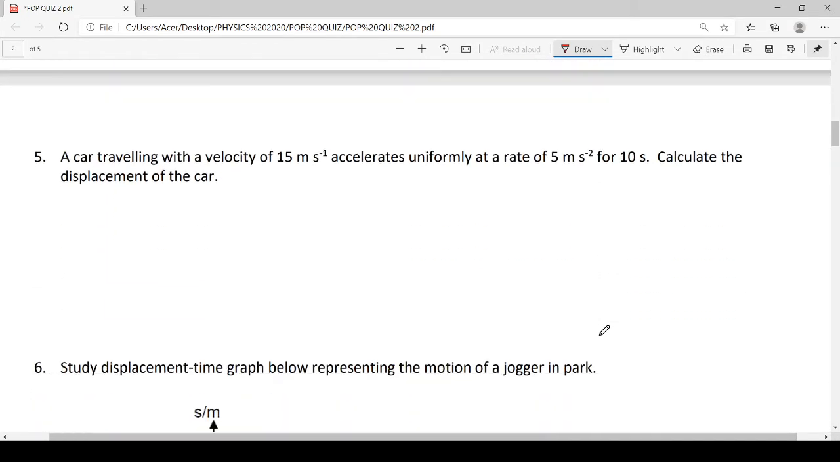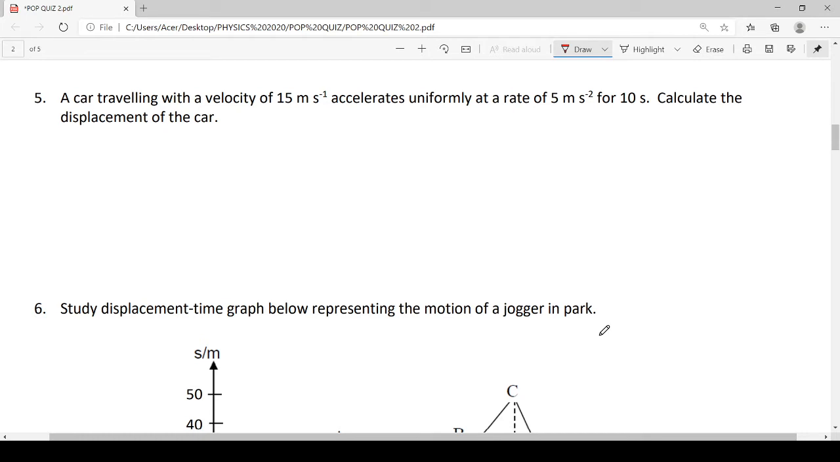so let's go to question number 5. Now we have a car traveling with a velocity of 15 meters per second, accelerating uniformly at a rate of 5 meters per second squared for 10 seconds. Calculate the displacement of the car.